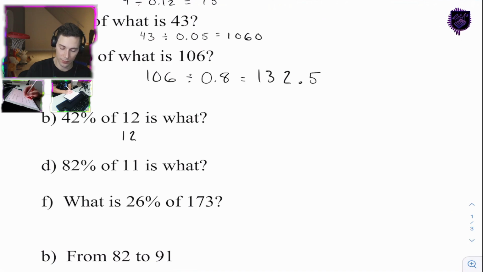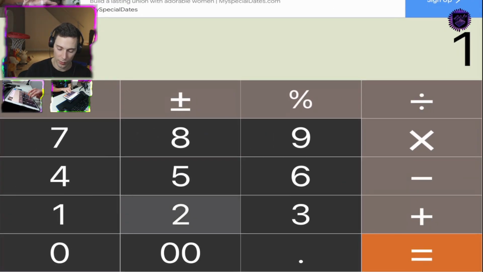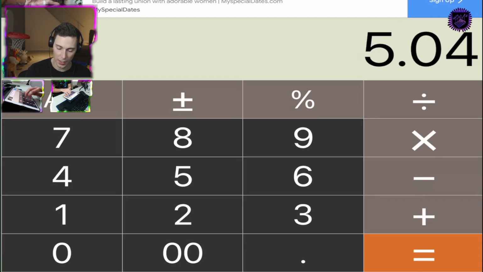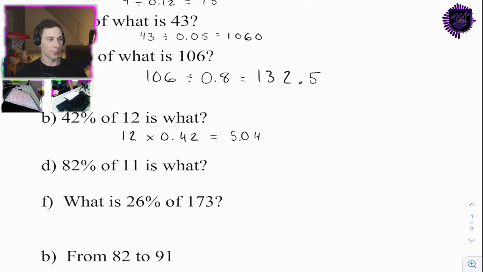12 multiplied by 0.42 is equal to 42% of 12. 12 times 0.42 is 5.04. Some of you might round that down to just 5. Let's leave it 5.04. It's a little bit more correct.